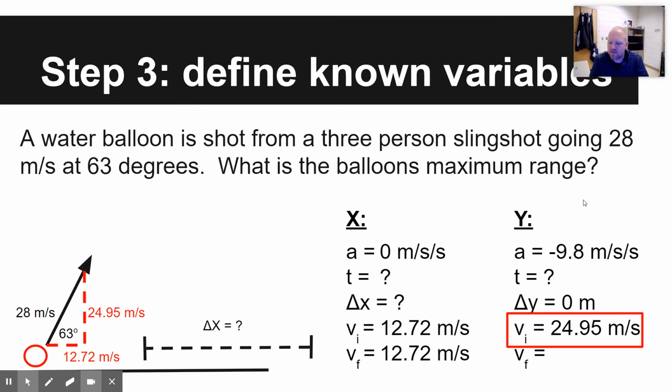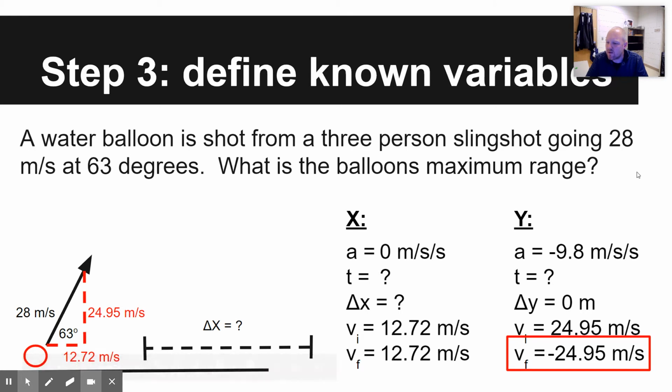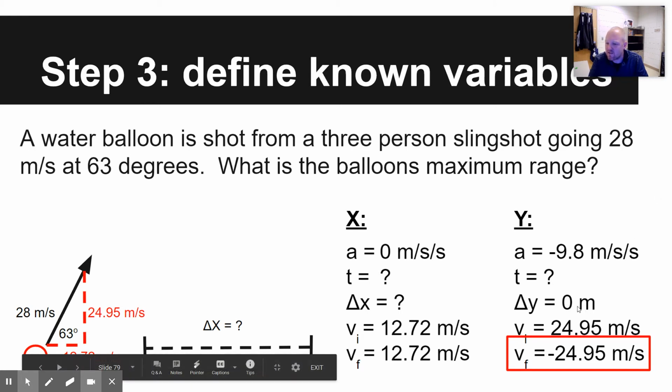We figured out the initial velocity, which is 24.95 meters per second, using the trigonometry over here. And if something flies up in the air, is in free fall, and then lands at the same y position, then our final velocity should be equal and opposite to our initial velocity.